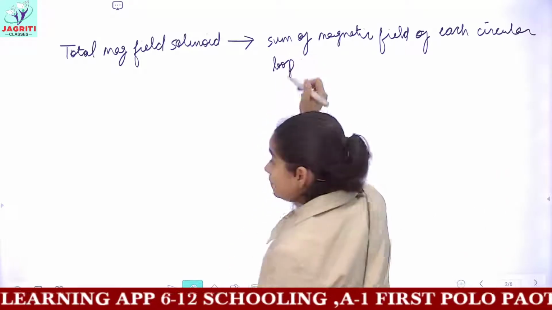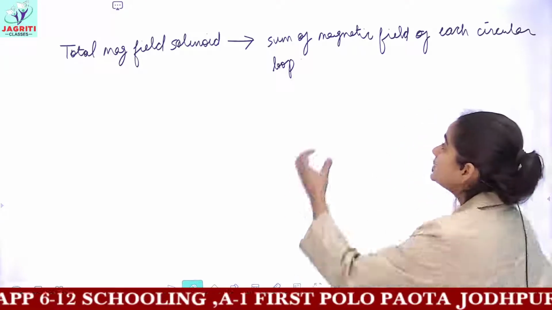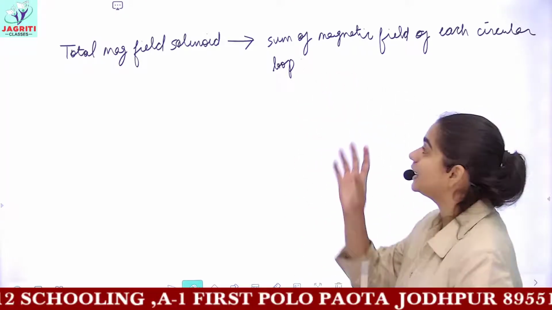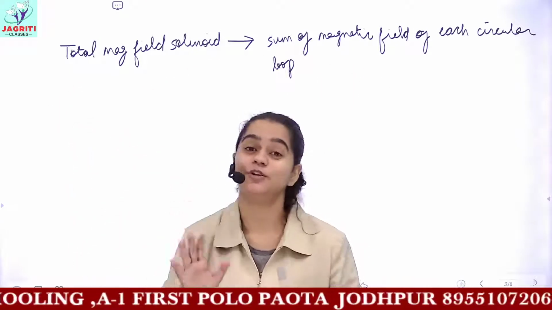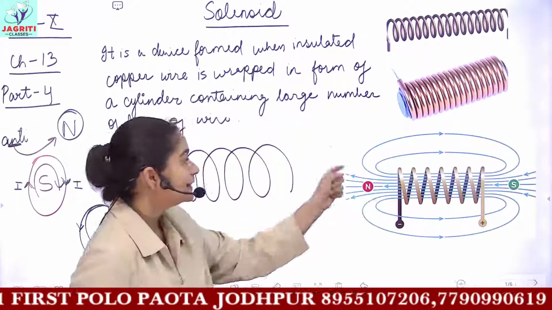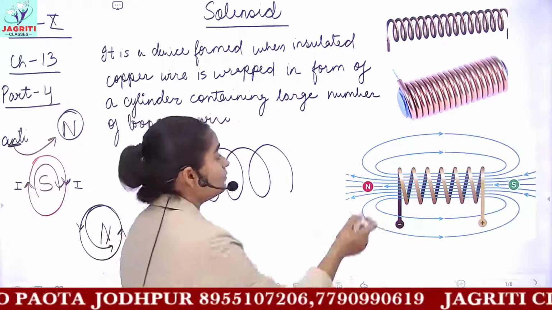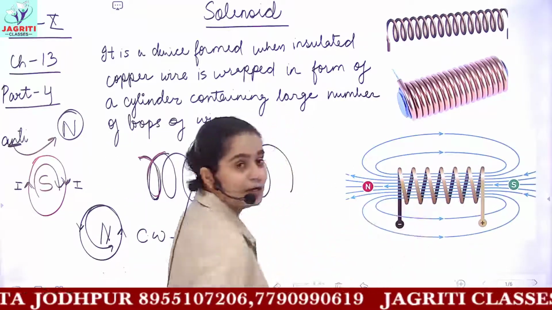That is, the magnetic field of each and every loop gets added up, and when this magnetic field gets added up, then you get the total magnetic field of the solenoid. So in the picture itself you can see that in this manner, the magnetic field lines are always present in the form of closed circular loops.